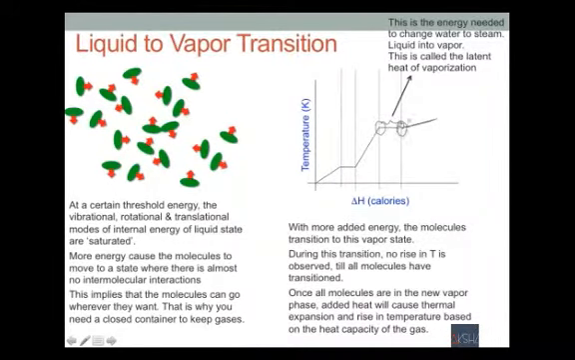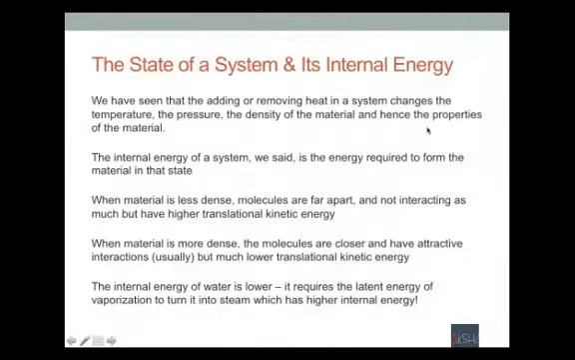Once it reaches a vapor state, when the temperature continues to rise, there will also be an expansion in the gas, and there is significant expansion compared to the liquid and solid phases. We have seen that adding or removing heat in a system changes the temperature, the pressure, the density of the material, and hence the properties of the material.